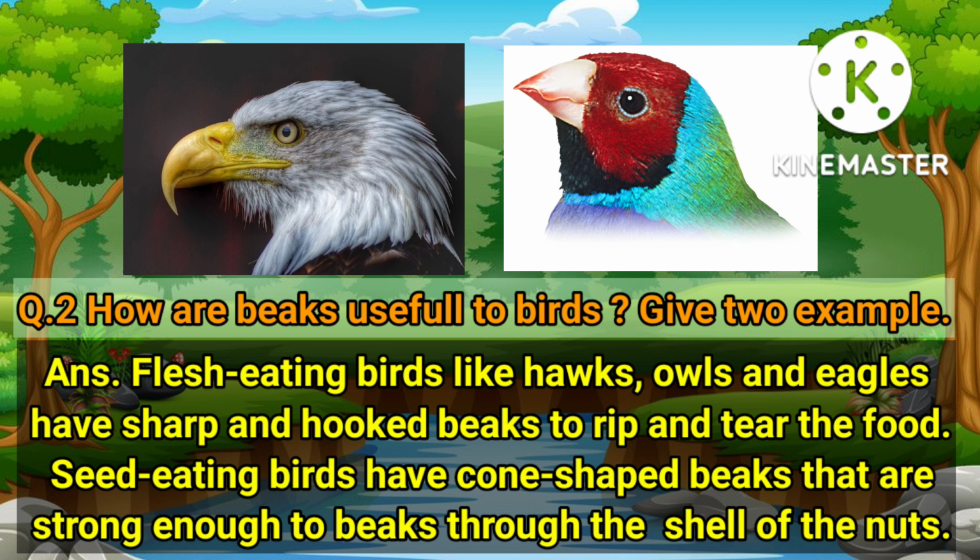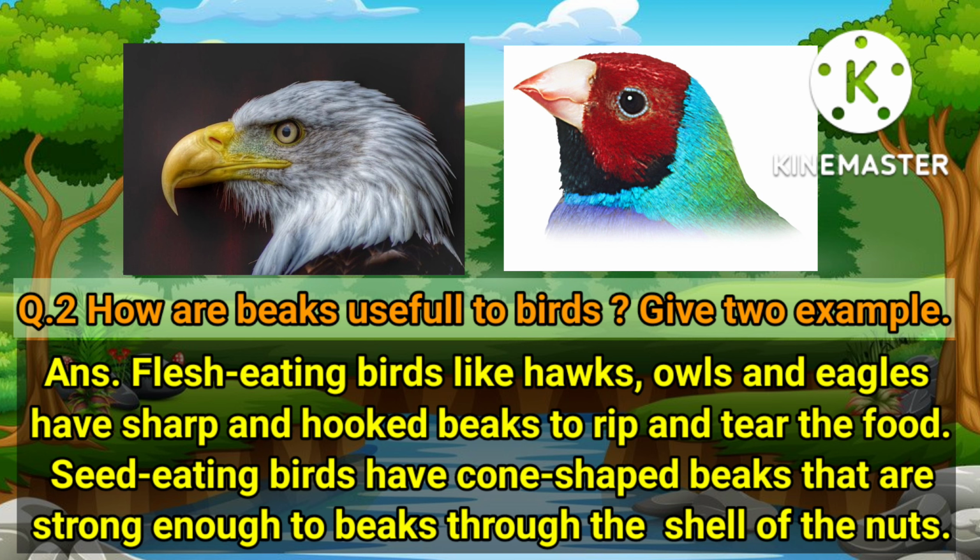Okay, next question is, how are beaks useful to birds? Give 2 examples. Answer. Flesh-eating birds like hawks, owls and eagles have sharp and hooked beaks to rip and tear the food. Okay, and seed-eating birds have cone-shaped beaks that are strong enough to break through the shell of the nuts. Flesh-eating birds, sharp and hooked beaks.